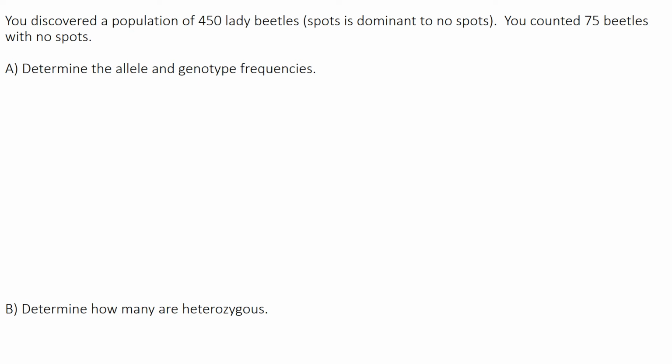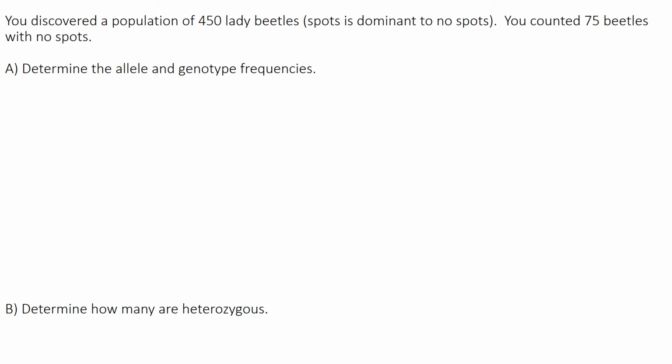Okay, let's go ahead and try another problem. This is very similar to one that's in your lab manual as well. Now, this one says, you discovered a population of 450 lady beetles. Some of them had spots and some of them didn't. And you know that the spots are dominant to no spots, right?